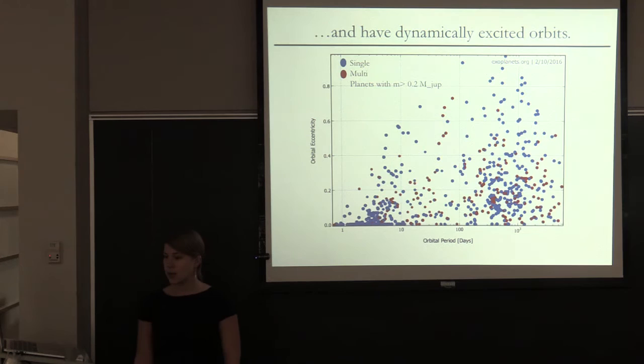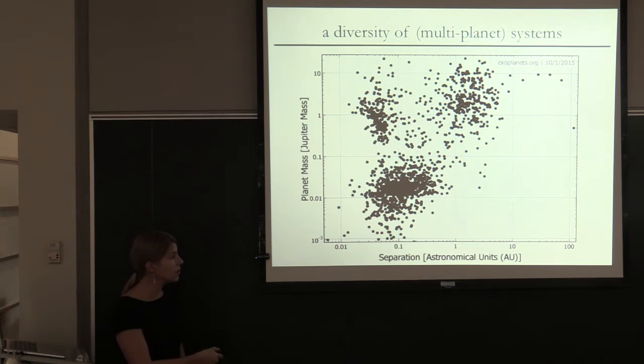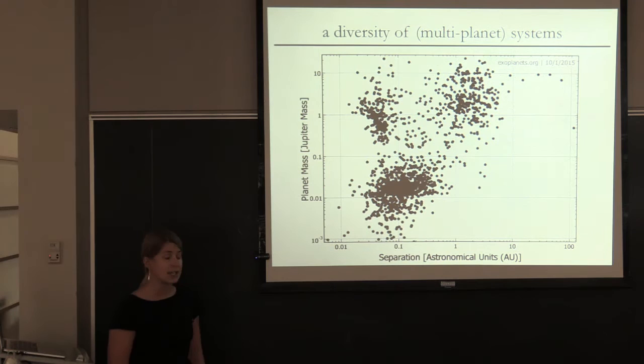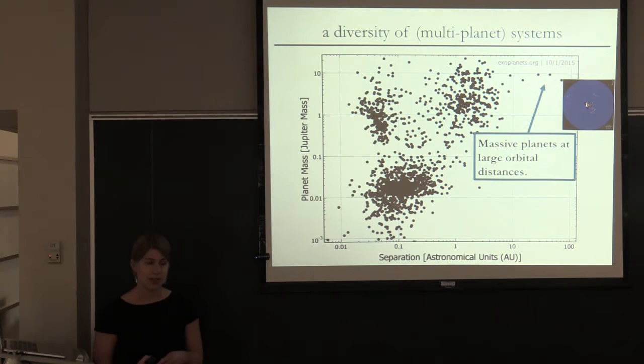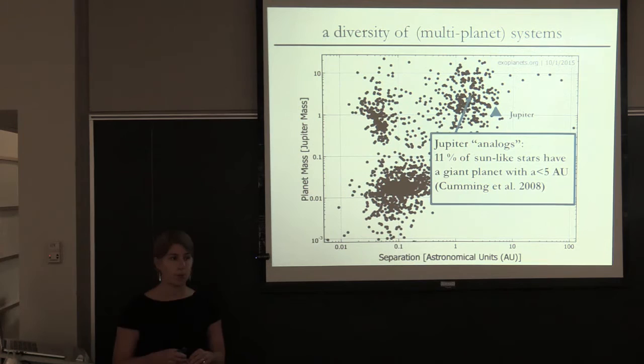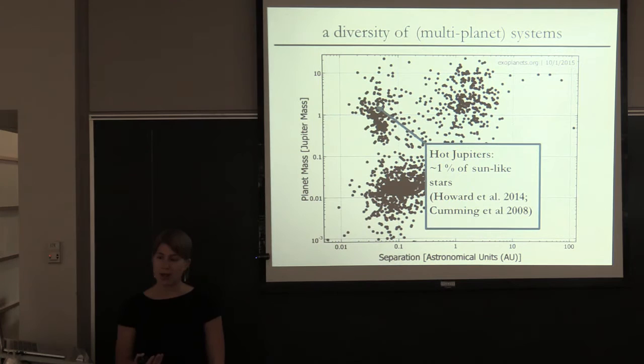Another way to underscore this diversity is on a panel showing the planet mass and the separation. And what you can see is that both of these axes scale many orders of magnitude, and that we found planets basically across this entire panel, except down here where our techniques aren't sensitive yet. What you can see is that although this panel reflects lots of observational biases, there are distinct populations of planets. There are very large planets at large orbital distances, like HR8799. There are things that we might think of as Jupiter analogs. Roughly 10% of sun-like stars have a Jupiter analog with a semi-major axis less than 5 AU. We also know that there's a comparatively more rare class of gas giants found on very, very short orbital periods. These are known as hot Jupiters. But only 1% of sun-like stars have these.